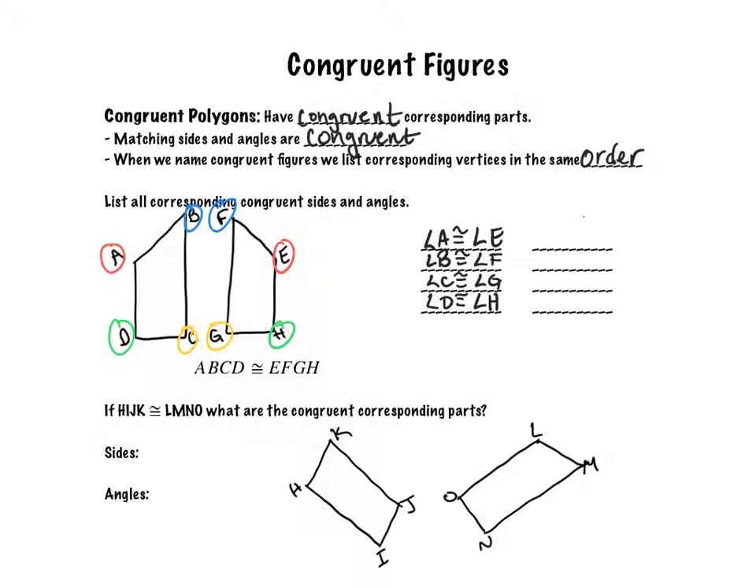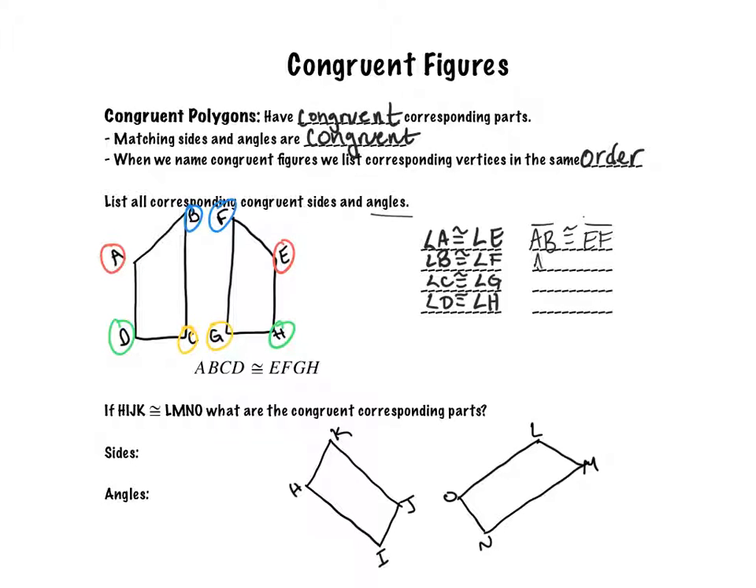So that's all the congruent angles. Now I need to look at sides. This is where the order becomes really important. If I said side AB is congruent to EF, this side here. Why EF and not FE? Because you started with AB. A is congruent to E, and not F. Because A is congruent to E, I need to start with E and go to F. So AB is congruent to EF.